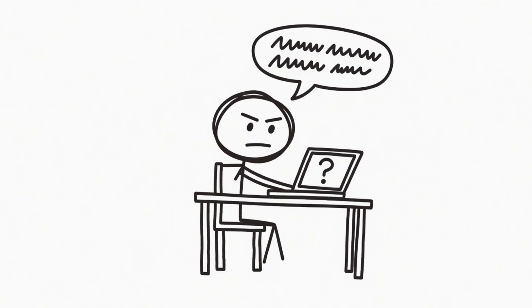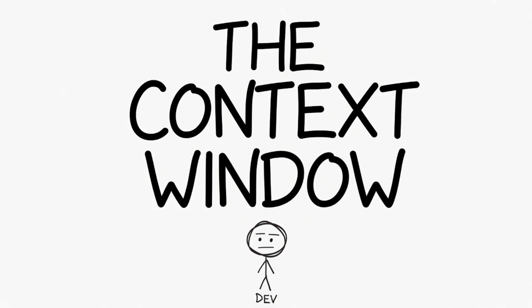You explained your database schema to the AI. 4 times. You explained it so well. And then, 20 messages later, it wrote a query against a table that does not exist, and has never existed. It didn't ignore you. It forgot you.